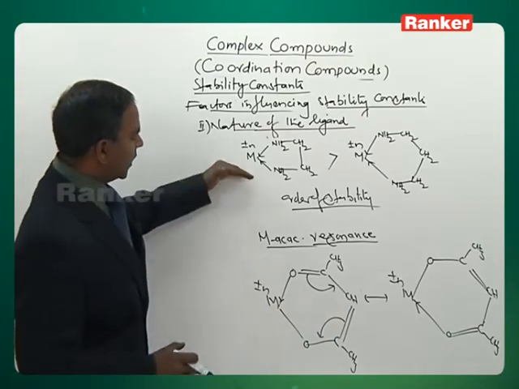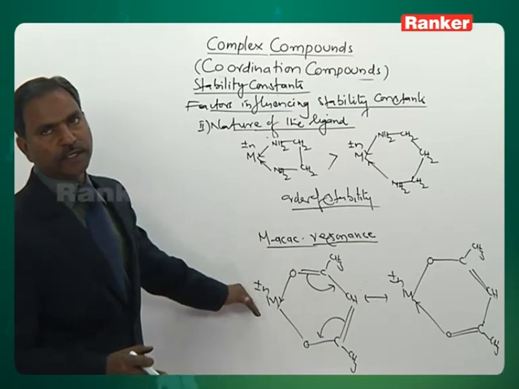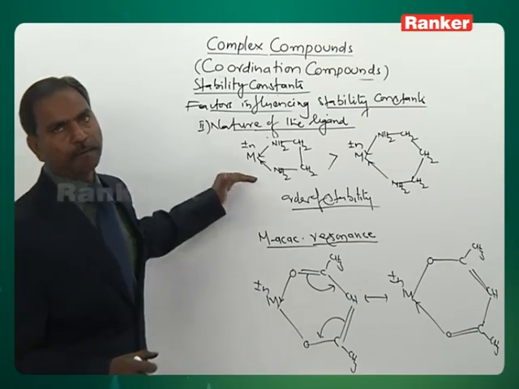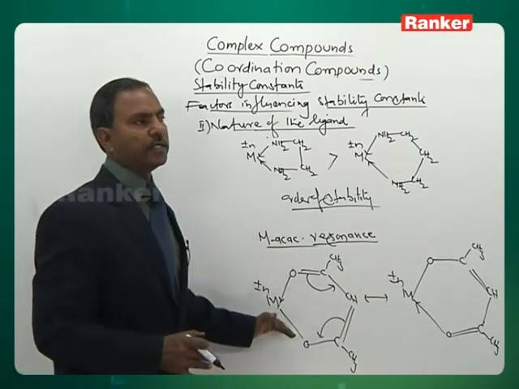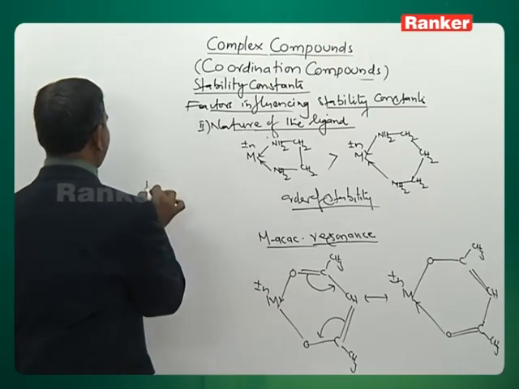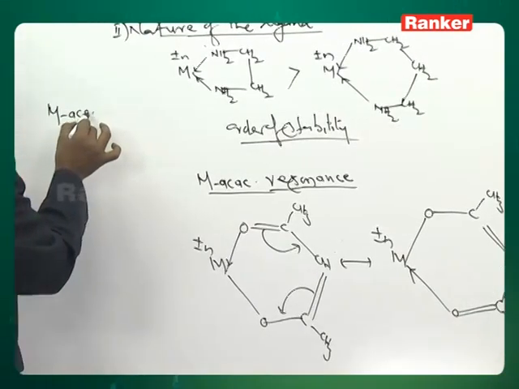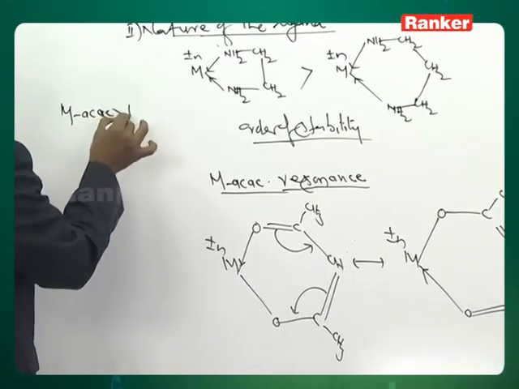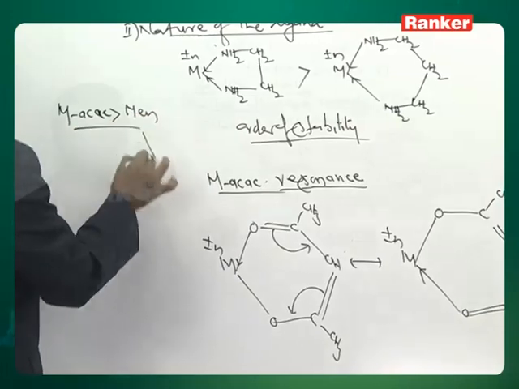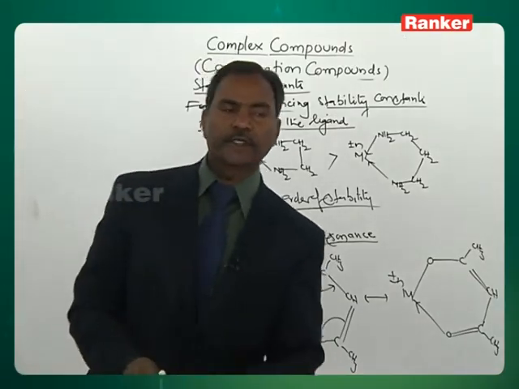We compare M(en) and M(acac) complex. M(acac) complex is more stable than M(en). So we can write like this: the acac complex is more stable than en according to this particular concept. This is ring size.